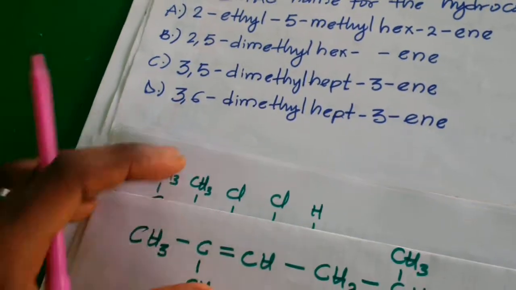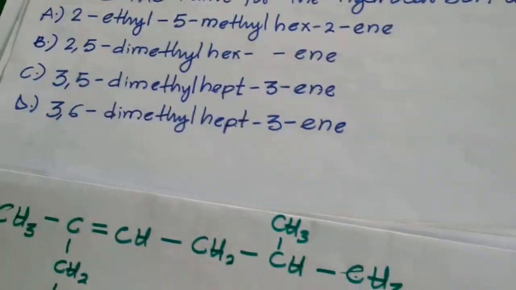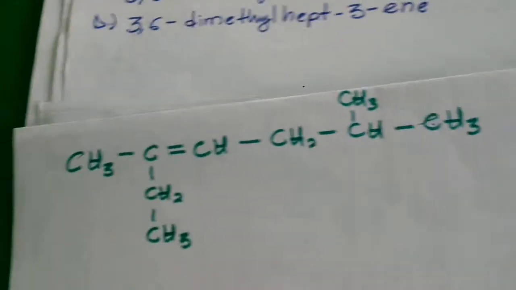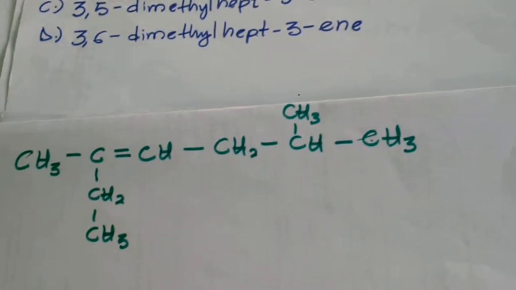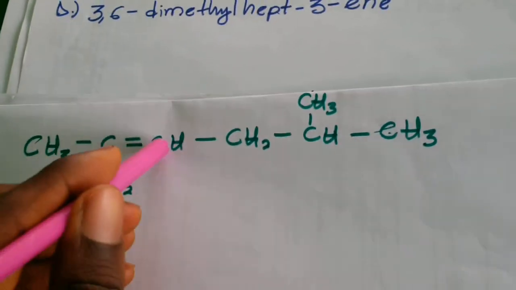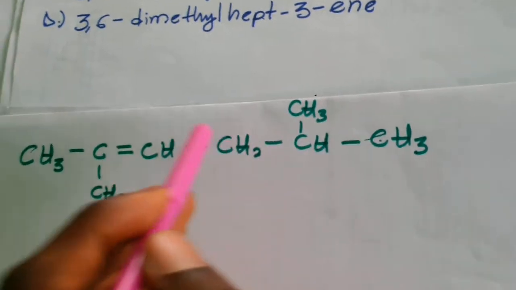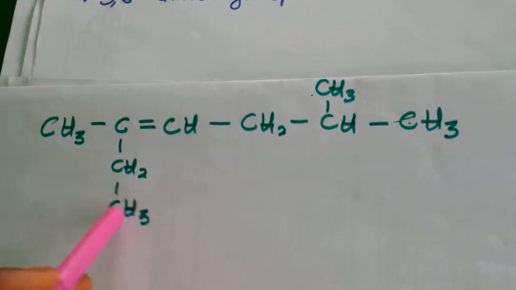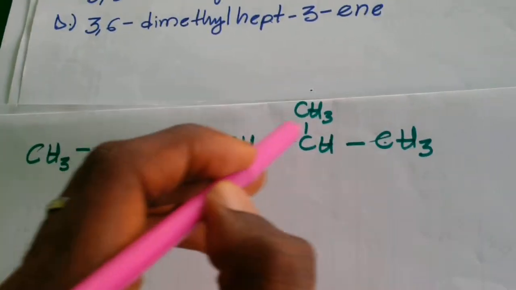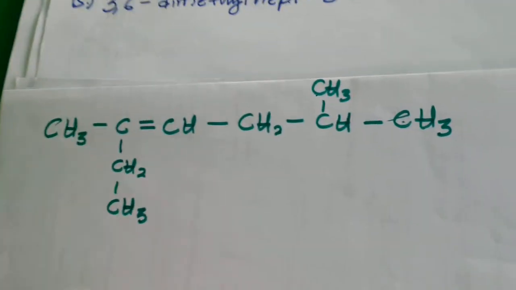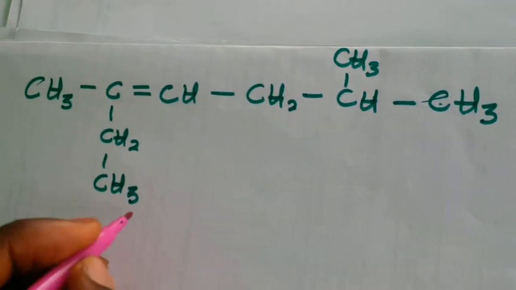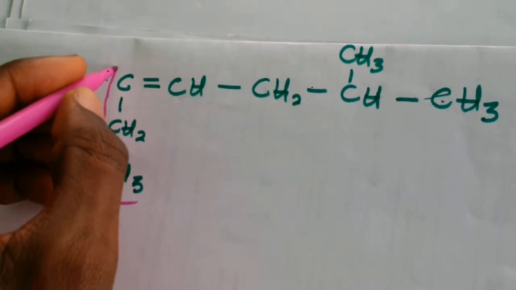So let's count together as well. First things first, we'll determine our longest carbon chain. 1, 2, 3, 4, 5, 6. We can start from here. 1, 2, 3, 4, 5, 6. Also 6, okay. 1, 2, 3, 4, 5, 6, 7. So this is the longest. So we will consider this chain.